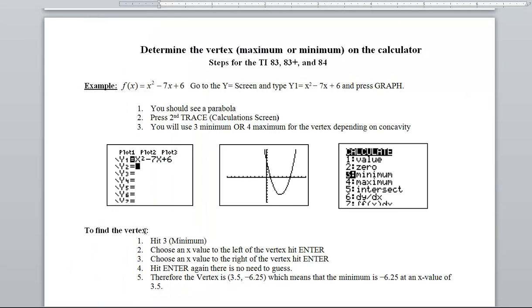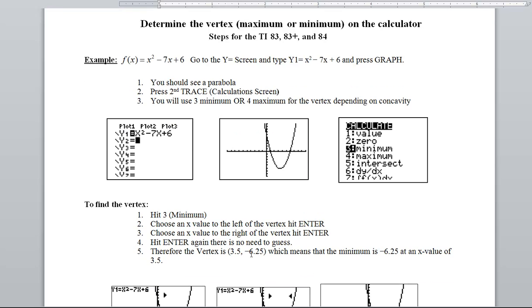So let me go ahead and look at these steps, and then we'll do it on the calculator here in just a second. I hit 3. Now you could cursor down, but the numbers are here for you to press depending on what you need. It's a quick way to get there. Then it says you choose an x value to the left of the vertex and press enter. Then choose an x value to the right of the vertex and press enter. Then you hit enter again.